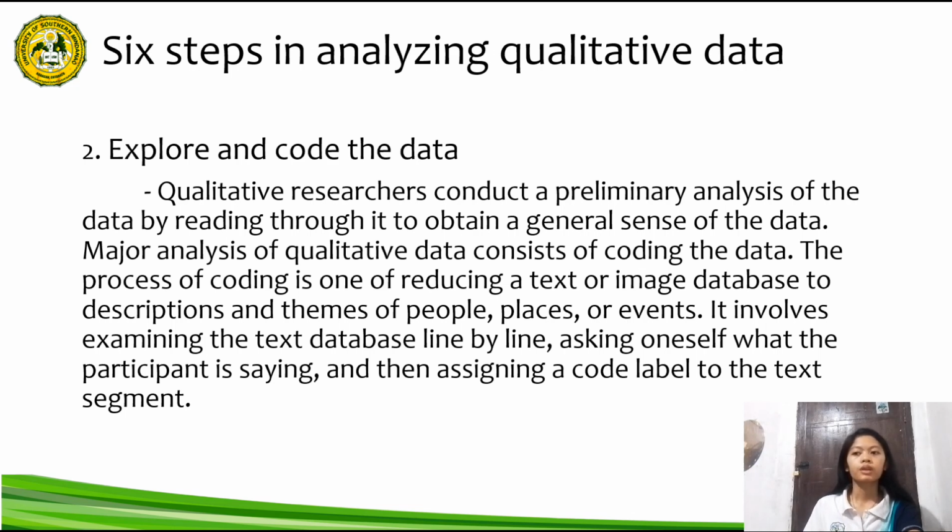So here the researchers conduct the preliminary analysis of the data by reading to get the general sense of the data. One of the major analyses here is the coding of the data, in which we reduce the text or image database to descriptions and themes, and we examine the text database line by line, asking oneself what the participant is trying to say, and we assign a code label to the text segment.